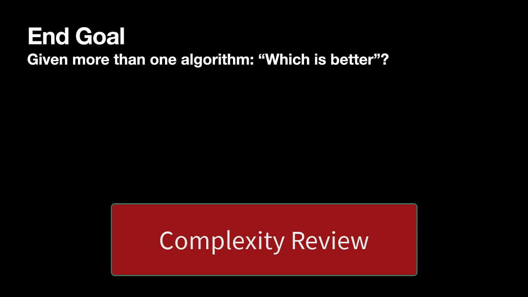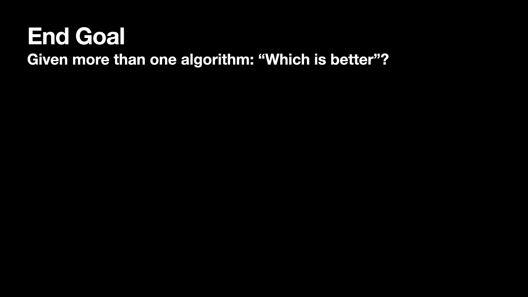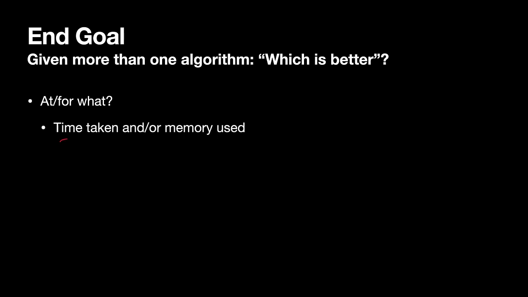Okay, let's do kind of a quick review of the topics from our previous module. So we were looking at the idea of complexity, and our end goal is if we're given more than one algorithm, we want to identify which is better. But in order to answer which is better, we have to identify what we're trying to compare it against. It's better for what. And in this class, we're really looking at two main concepts: the amount of time something takes and the memory used.